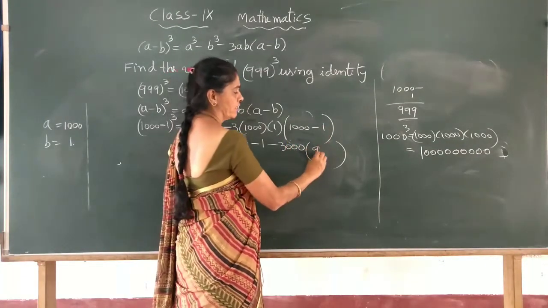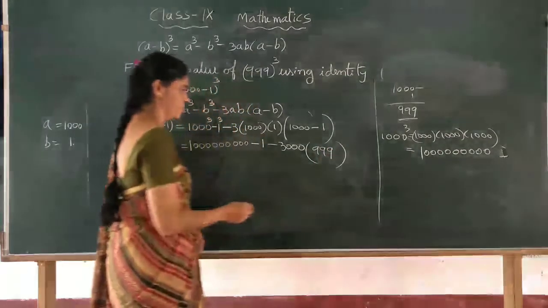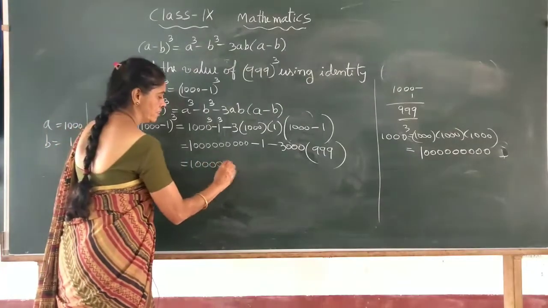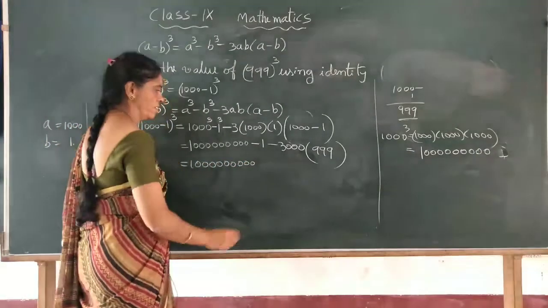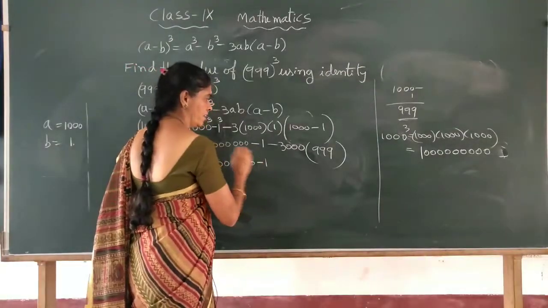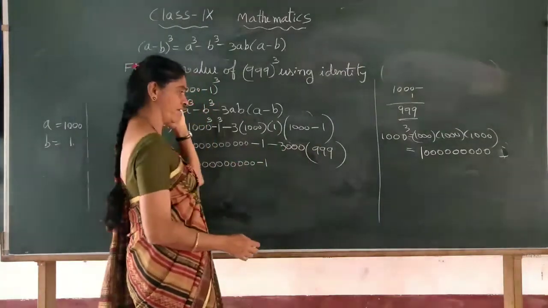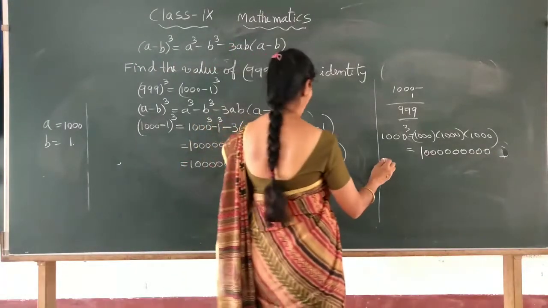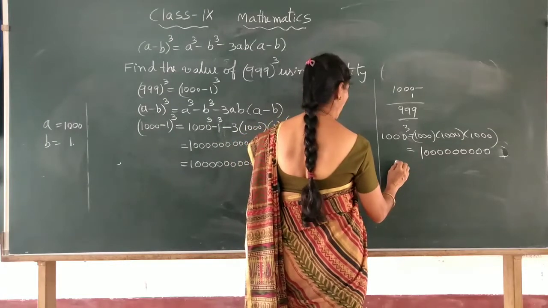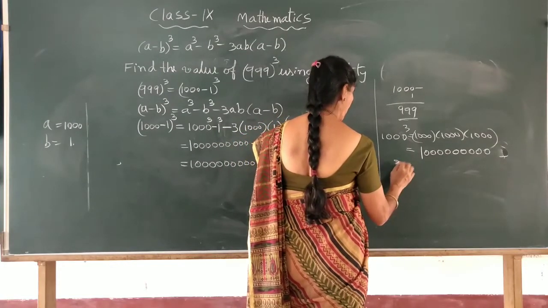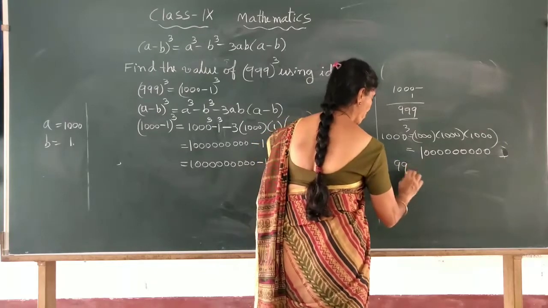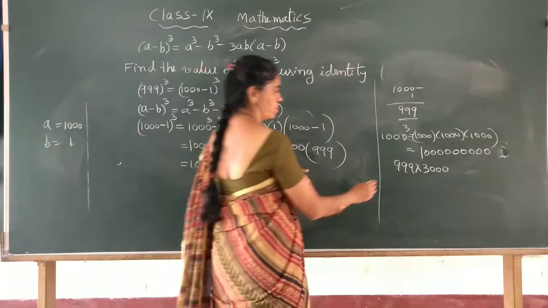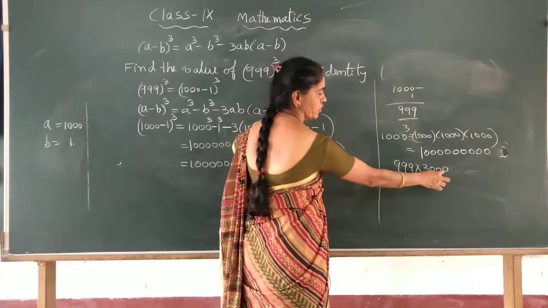Minus 3000 into 1000 minus 1, 999. Write the same number. Minus 1. Now I will multiply this and I will write the answer. 999 into 3000. Multiply by 3, then write 3 zeros in the answer.